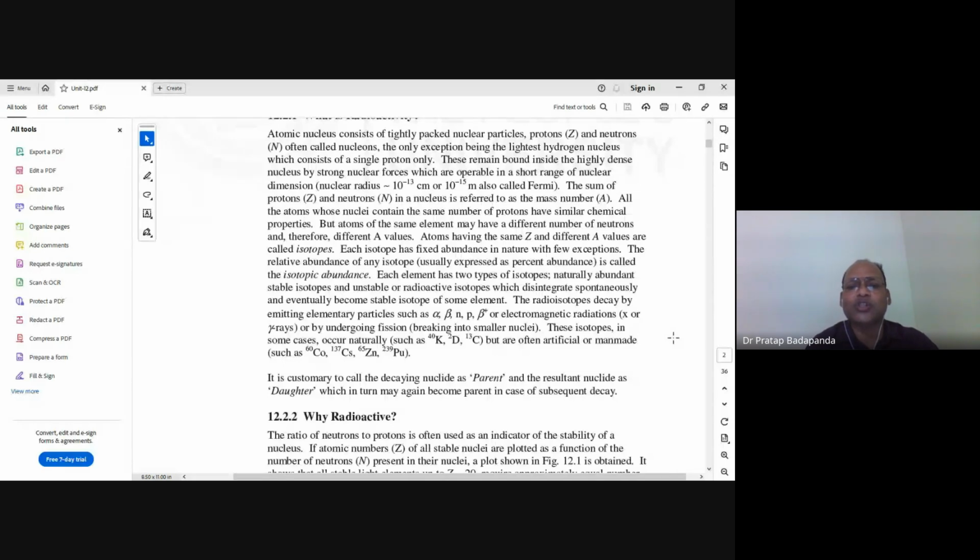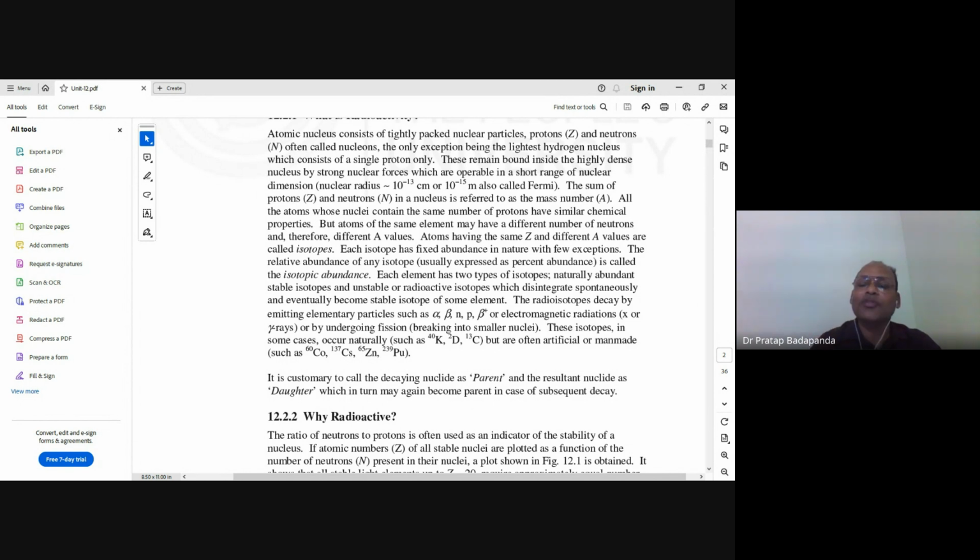So these isotopes in some cases occur naturally, such as K-40, D2, C-13. D2 means deuterium. Okay, carbon 13, 14, potassium having 40 and 41. So deuterium and protium are there, but they are often artificial and man-made, such as cobalt-60, cesium-137, zinc-65, then polonium-239. So these are the artificial isotopes which are considered radioactive elements.